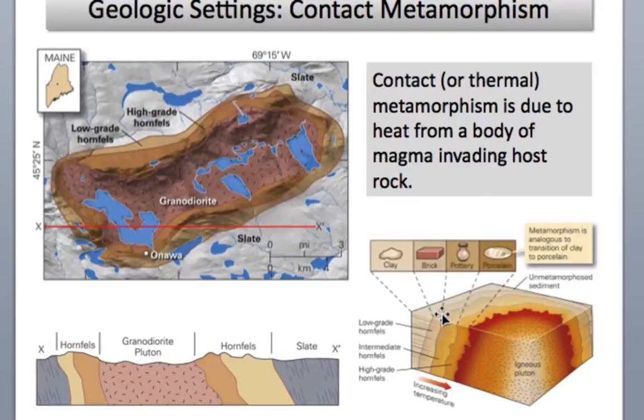closest to the pluton, pottery some distance away, like a medium grade, a brick low grade, and then finally clay is unmetamorphosed over here. And so when you look at regions like this, you see that metamorphic aureole, that halo that occurs around the intrusion, right? And so you would see the hornfels rocks, right? The contact metamorphic rocks adjacent to that pluton. Then as you go farther away, you might see lower grade metamorphic rocks like slate.